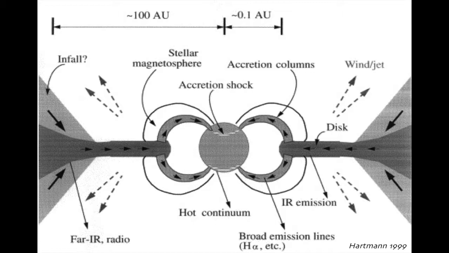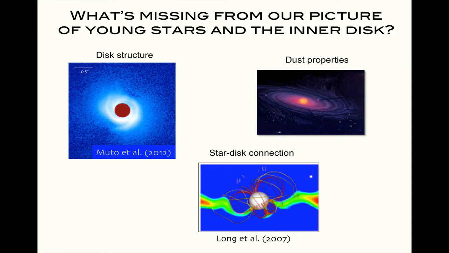So let's look a little bit in more detail about some of those difficult to answer questions. What is missing from our picture of young stars and their inner disks? And so here are three broad areas that I'd like to highlight, one of which is the structure of the inner disk. If you look on the upper left here, I'm showing an example of spiral structure in a disk. Now, this is much larger scales than what I previously mentioned of about 0.1 AU. This is more like the orbit of Pluto, or say 50 AU.